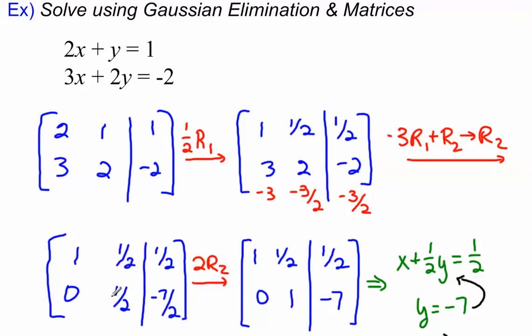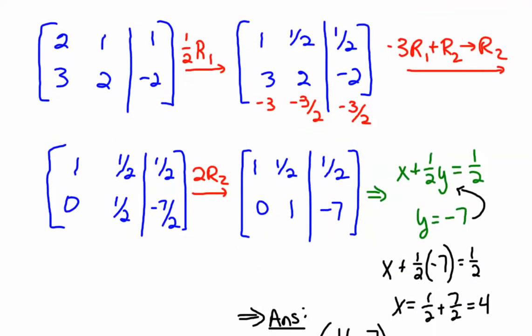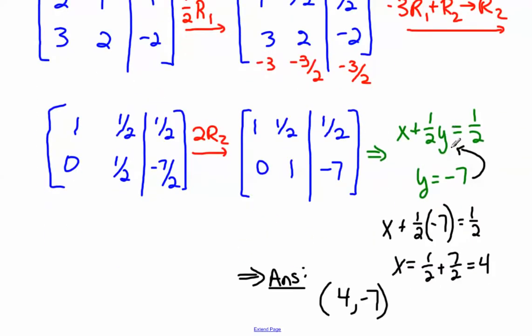We're almost done. So now I need to get a 1 here. How am I going to do that? Well, to get the 1, you multiply by the reciprocal. The reciprocal is a +2. So multiply the second row by 2, and we get this nice 0, 1, -7. Now translate both of those into equations. x plus 1/2 y equals 1/2, and the bottom one is y equals -7, and then you can substitute that -7 up into this top equation and find x is going to be 4.